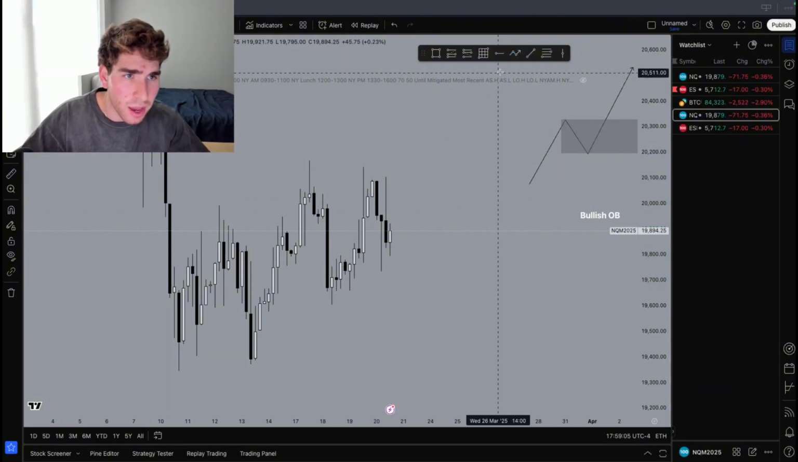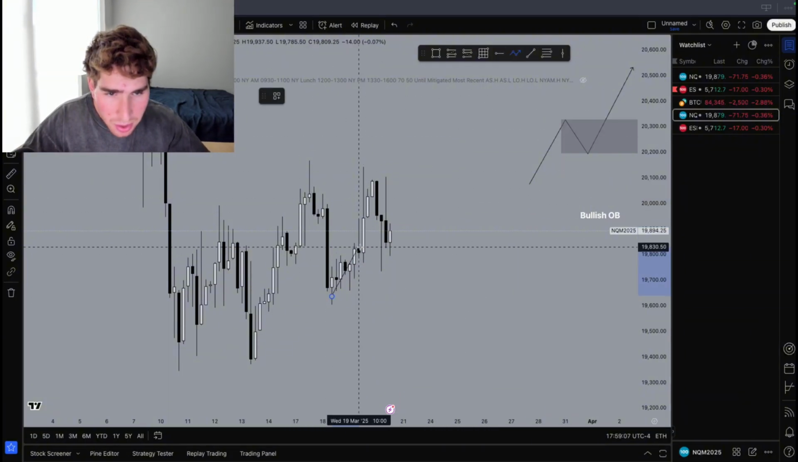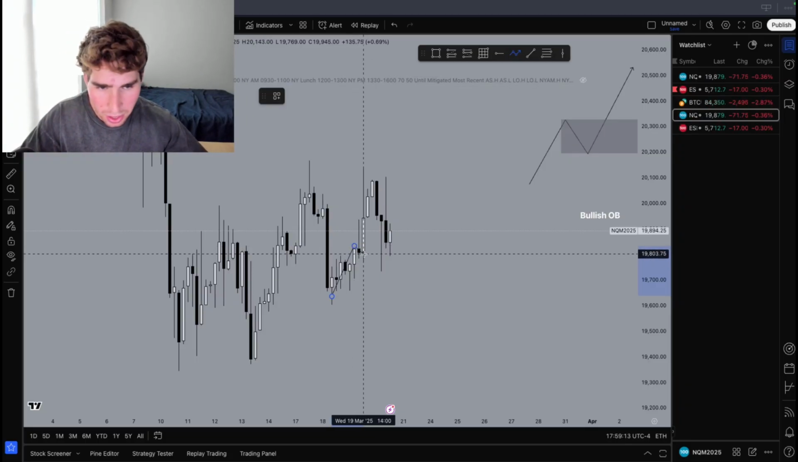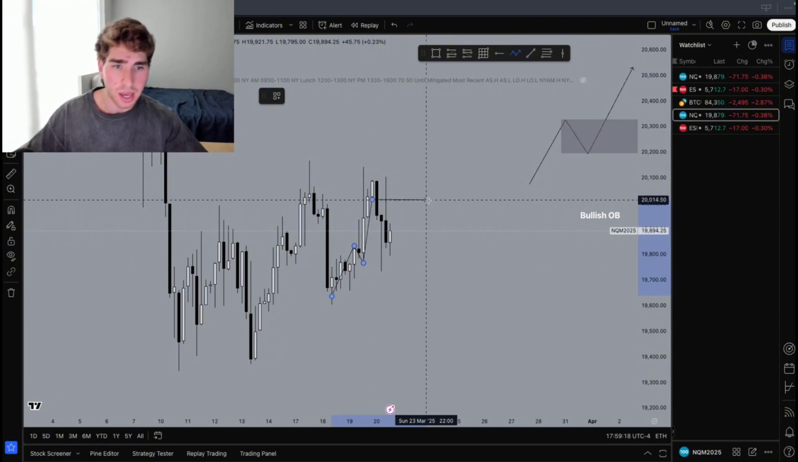What do we have here? We have a move to the upside. This black candle down. It has to be a down close candle. It can't just be a move down. It has to be a down close candle. We got a down close candle here, right? And then we get a reaction to the upside.